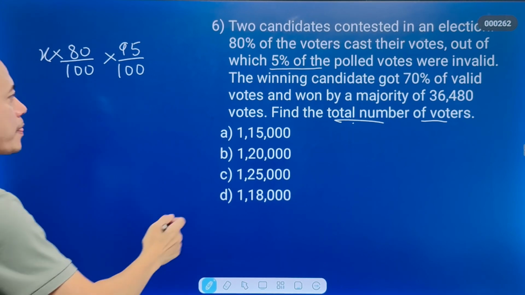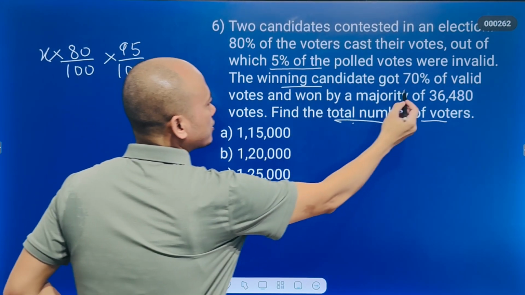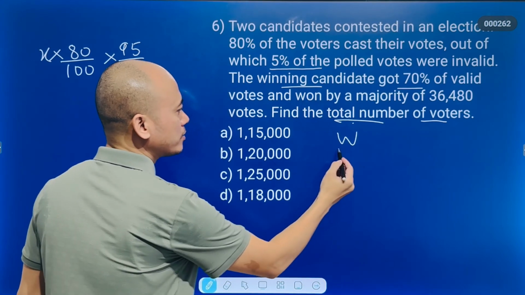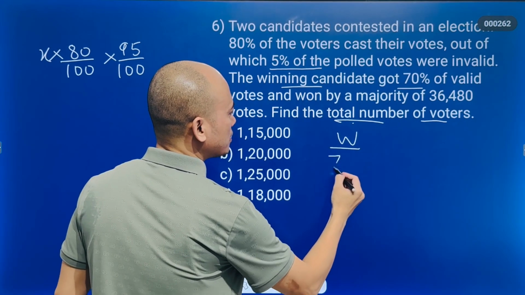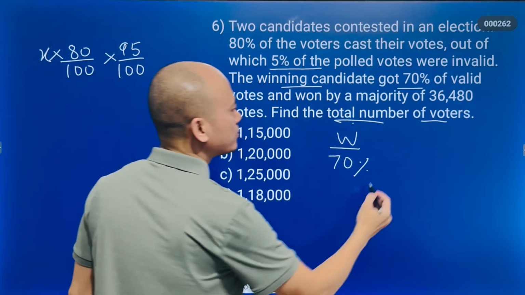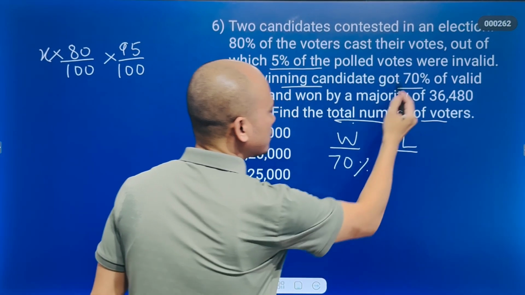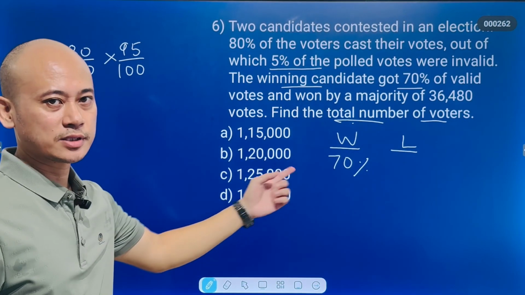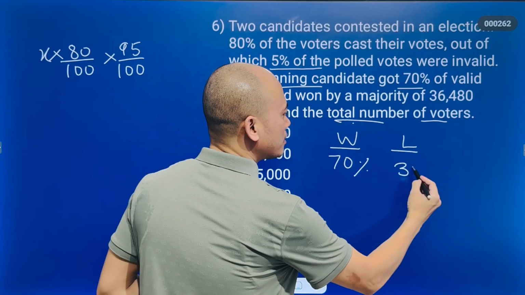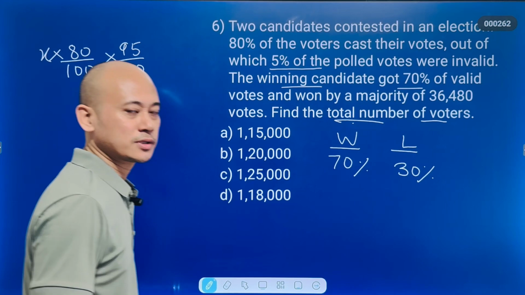Now, you can see here the winning candidate, I am writing W, got 70%. Then the losing candidate will get how much? It is not mentioned here. If the winning candidate got 70%, the losing candidate will get 30% because the total will be 100. Losing candidate will get 30%.